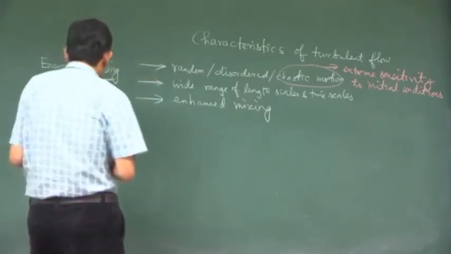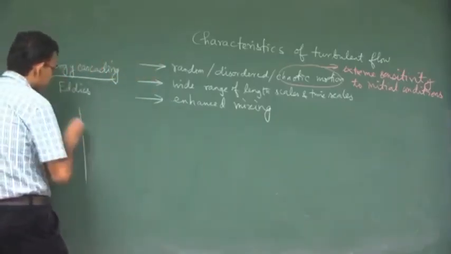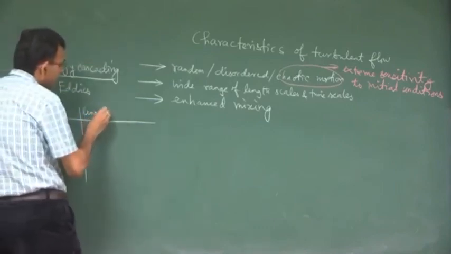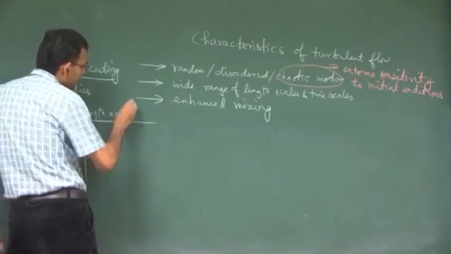So, let us prepare a table like this. We have the length scale and velocity scale of the large eddy and the small eddy.